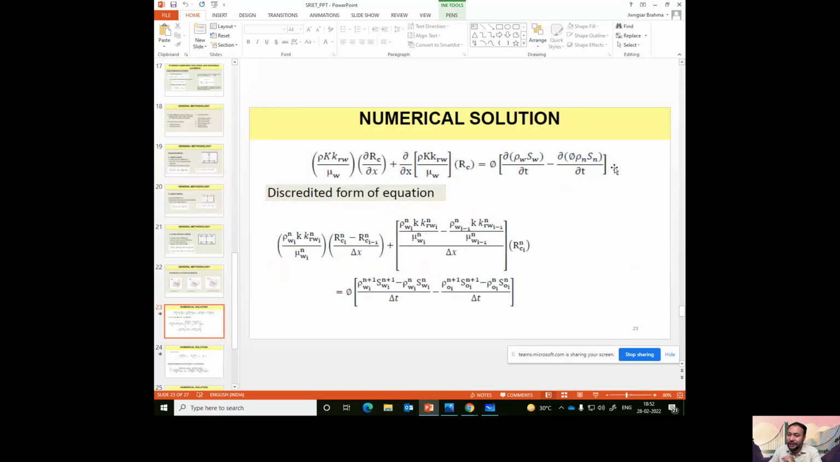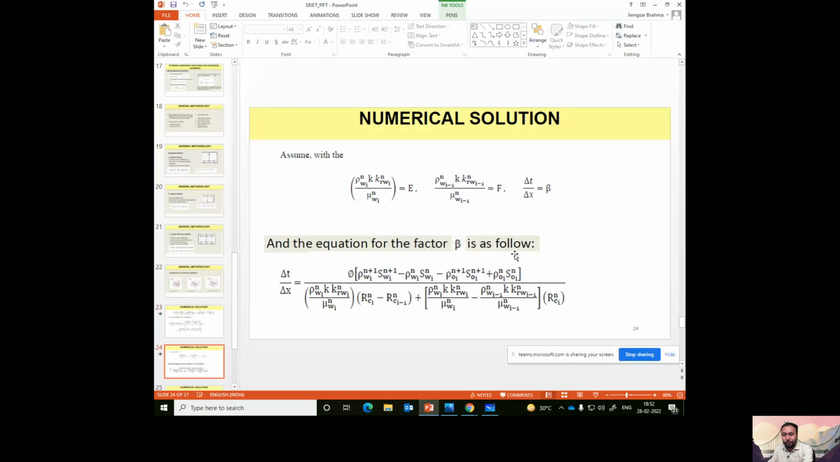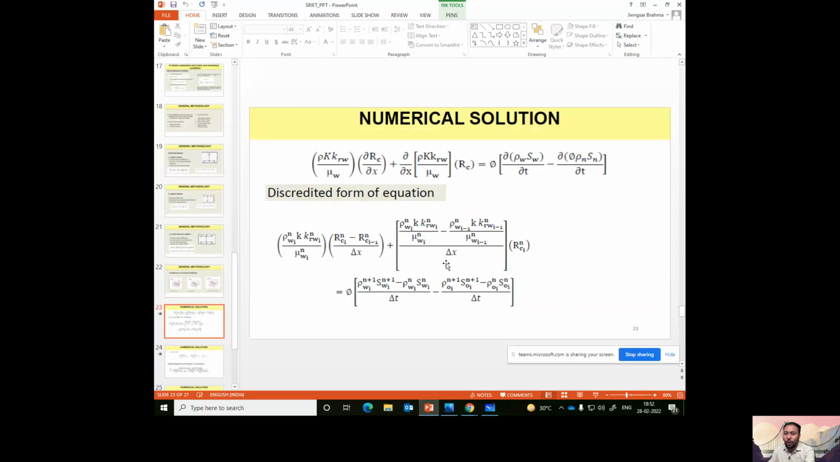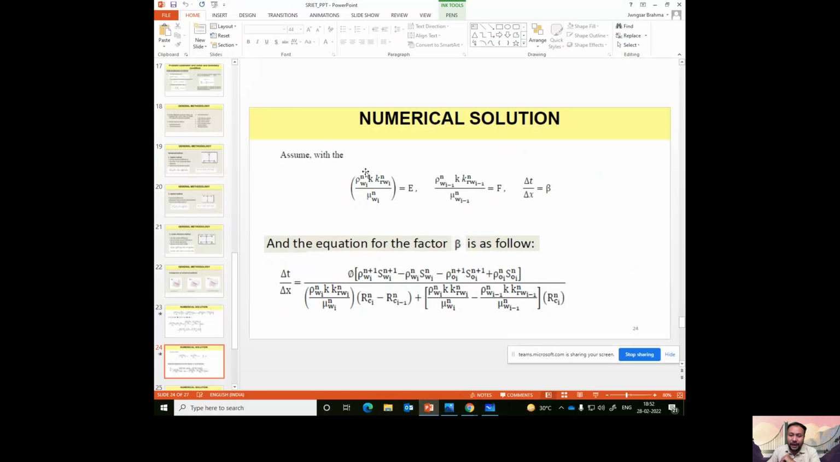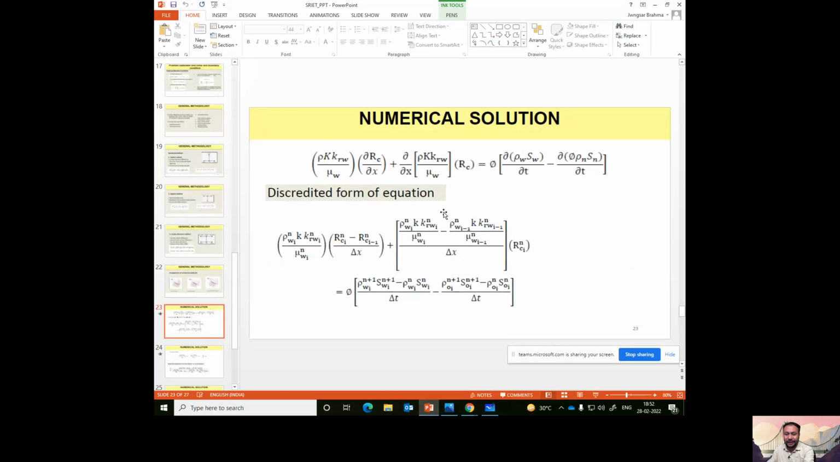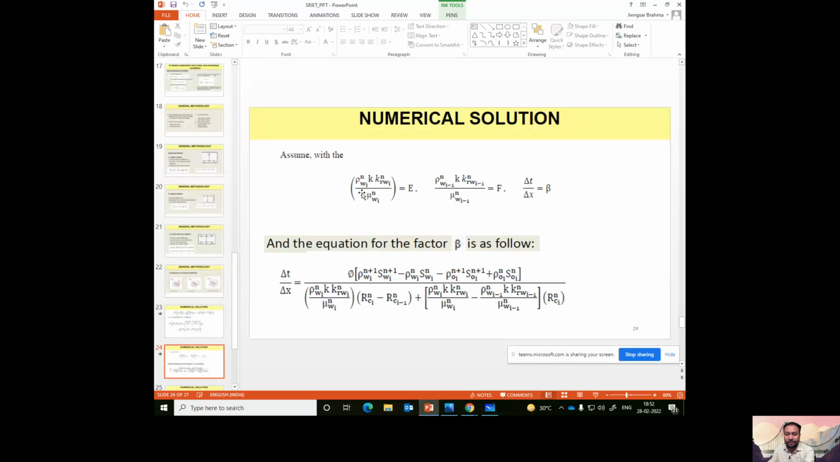So from these continuous equations, we have discretized them into discrete form. Now it is very difficult to write all these terms every time, so I have represented this as capital E, this as capital F, and delta T by delta X as beta. Here I have made the representations: this is E, this is F, and this is beta.